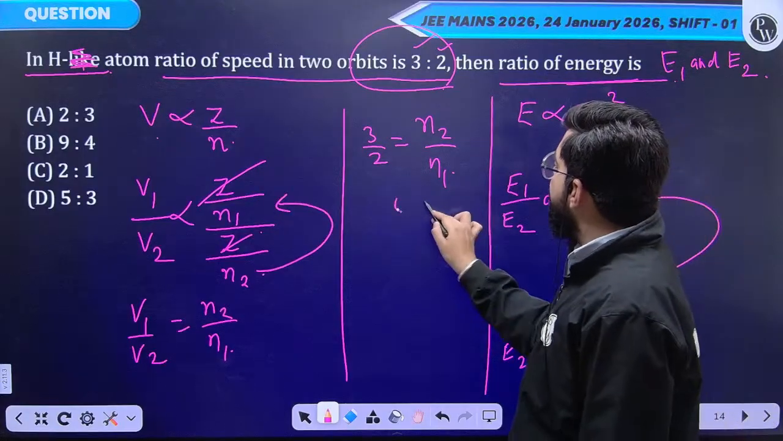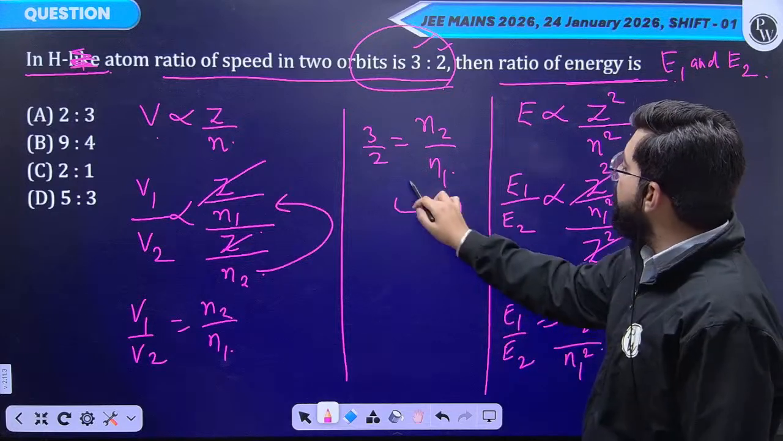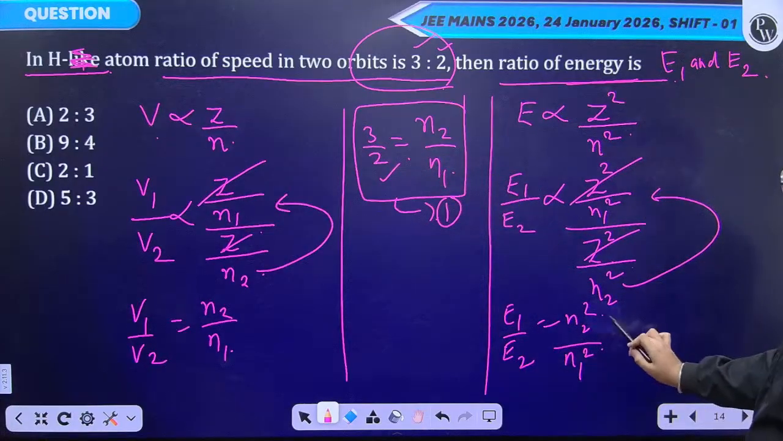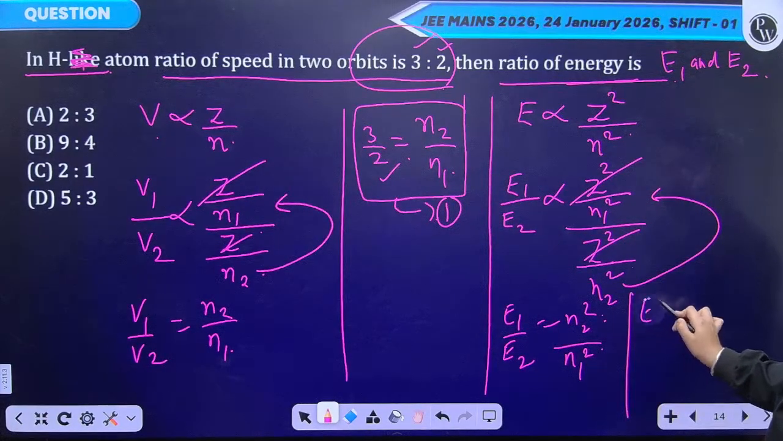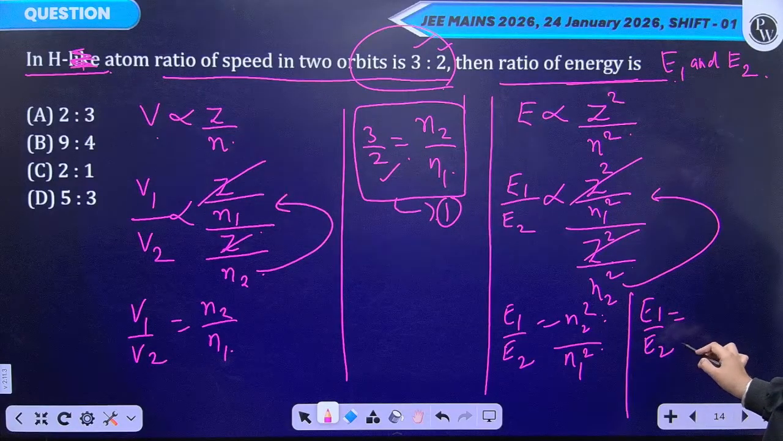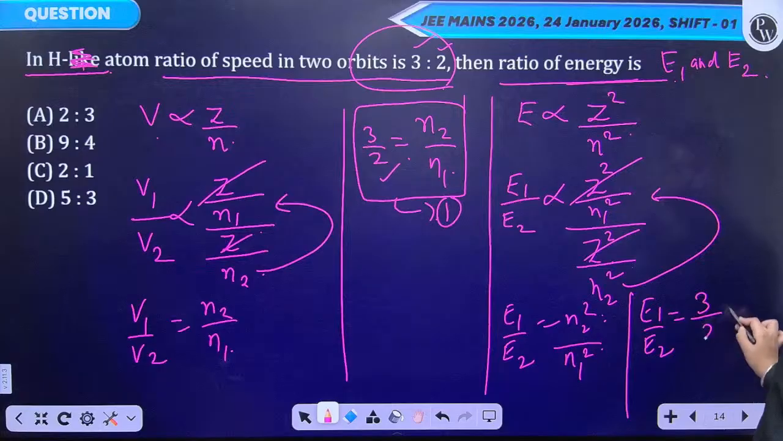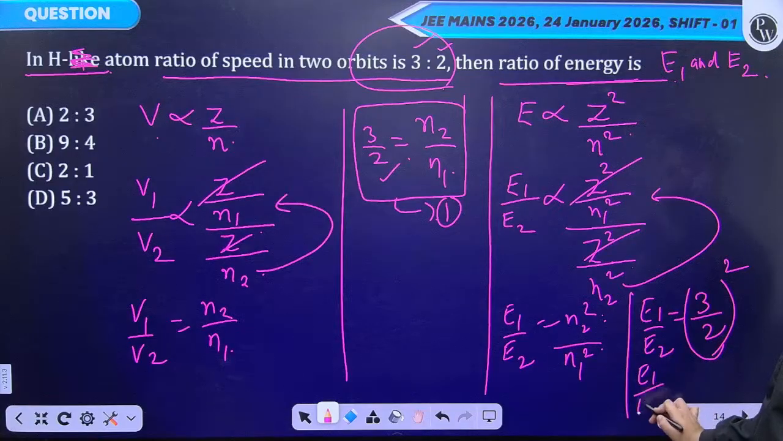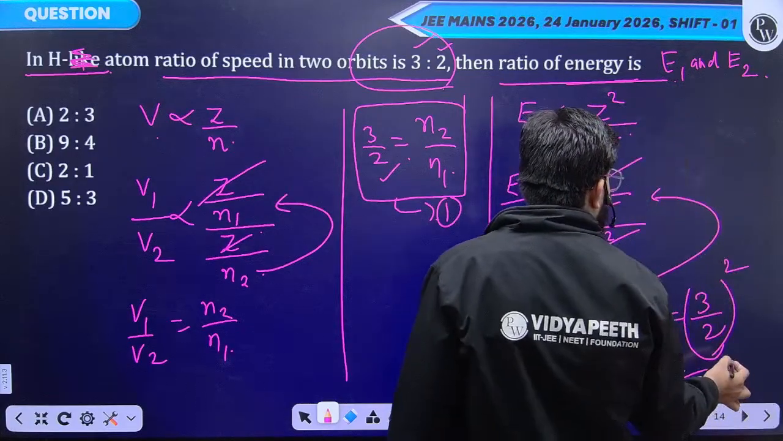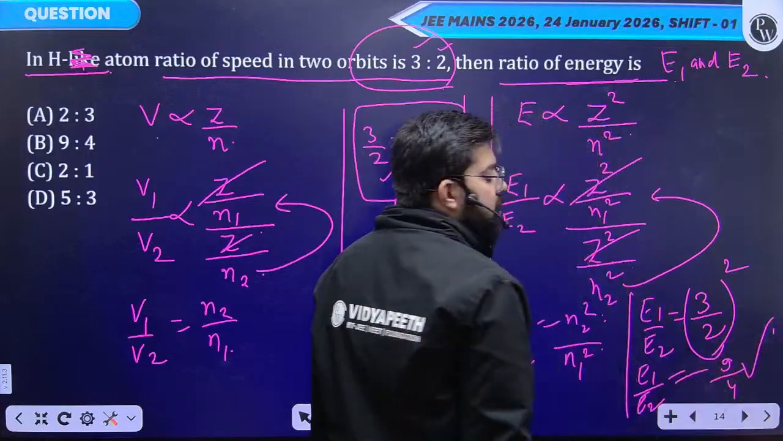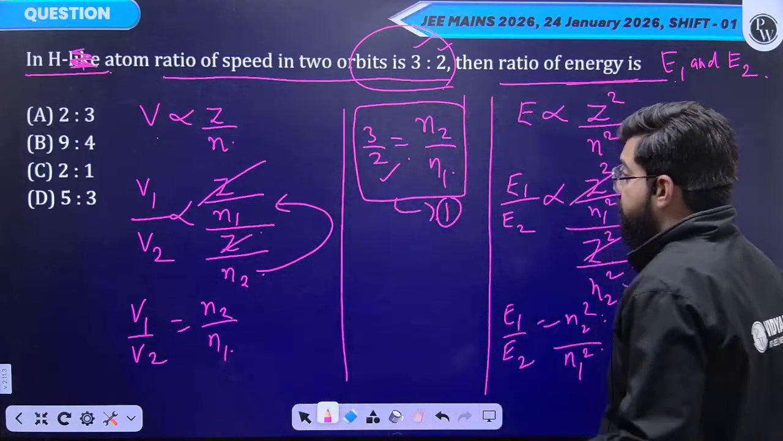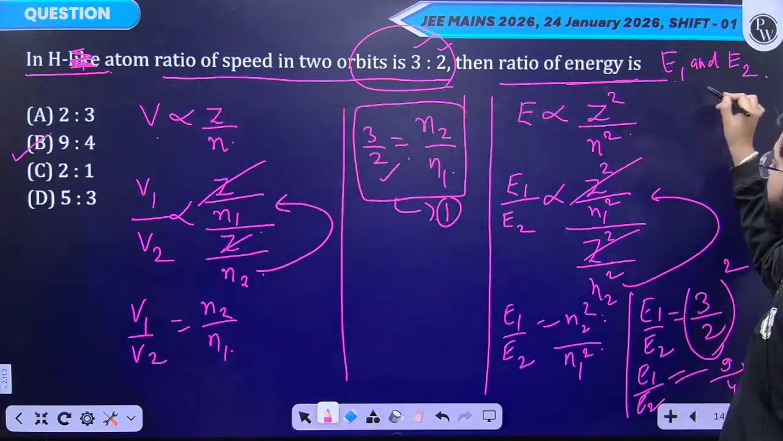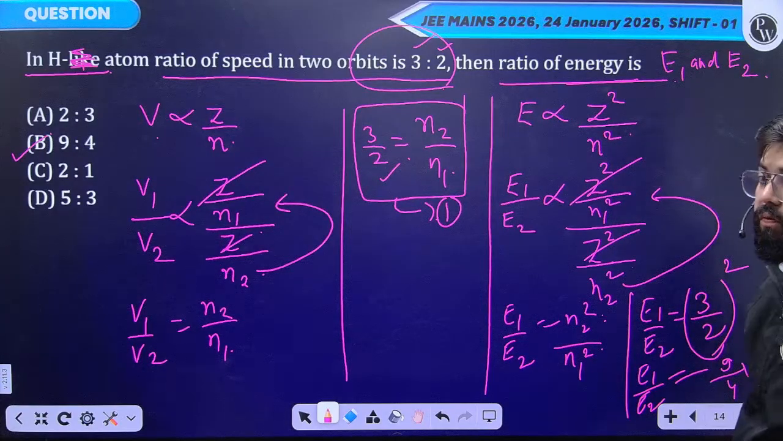Now we can make it as equation 1, suppose. So from equation 1 we know that N2 by N1 value is 3 upon 2. So we can substitute here. So E1 upon E2 is nothing but 3 upon 2 whole square. Both are inside, so common we can do it. So E1 upon E2 is nothing but 3 square, 9 upon 4. This is the answer, 9 upon 4. So B is the correct answer. So the ratio of energy E1 and E2 is 9 upon 4.